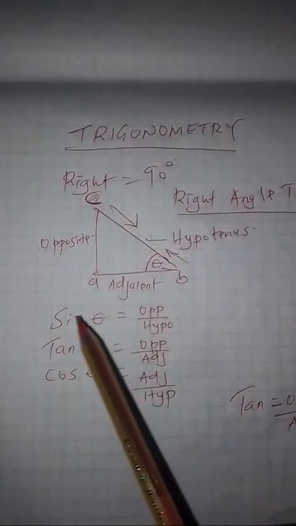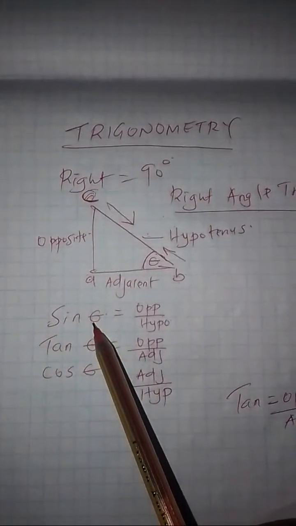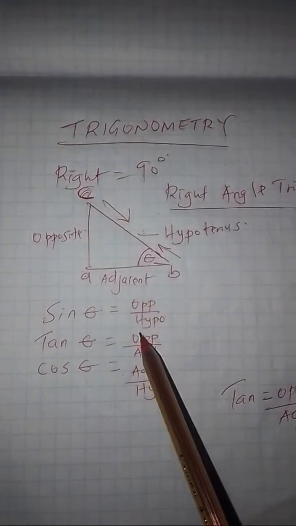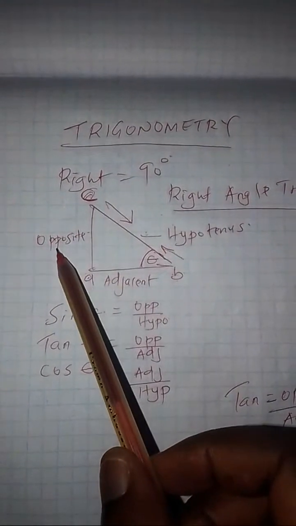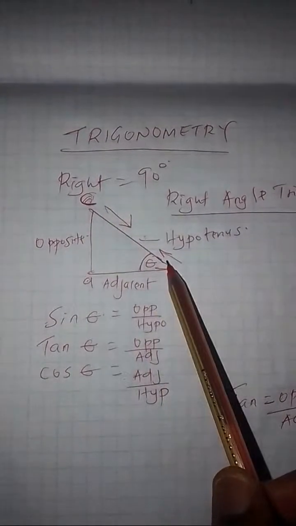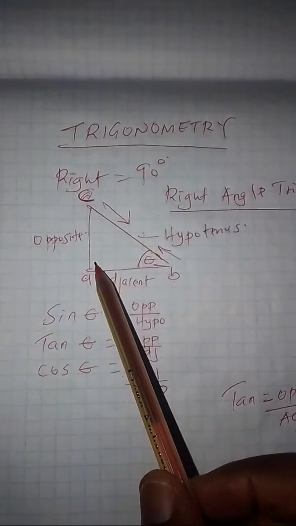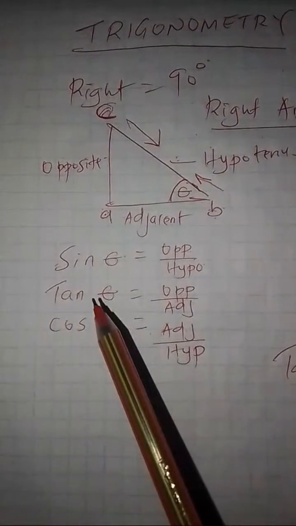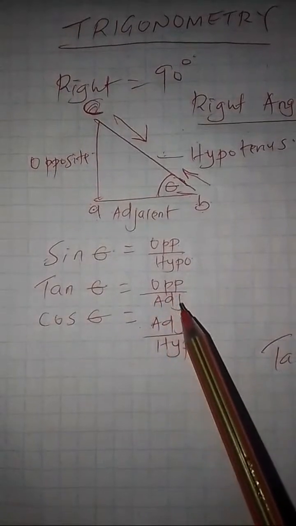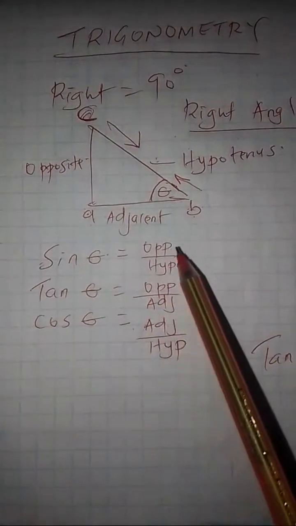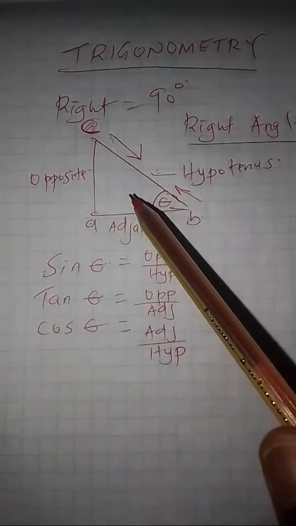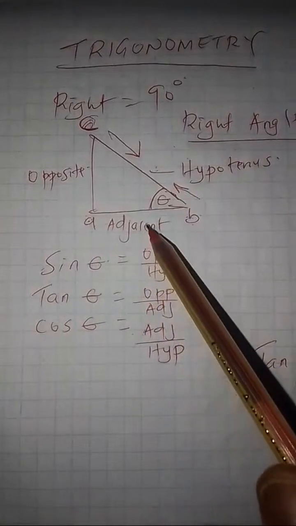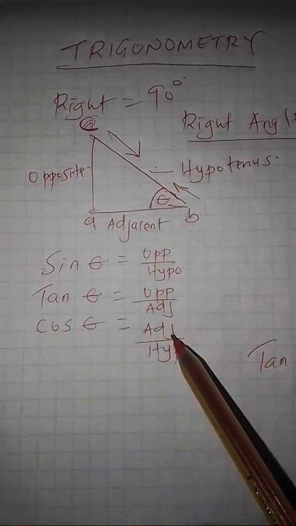So when working out this sine theta, this one here is an angle. Sine theta is opposite over hypotenuse. Opposite is this one. Hypotenuse is the slanting side. Opposite side is also referred to as the height, but don't write here as the height. Okay, tan theta is opposite over adjacent. Opposite side is this, adjacent side is this. Then cos theta is adjacent over hypotenuse.